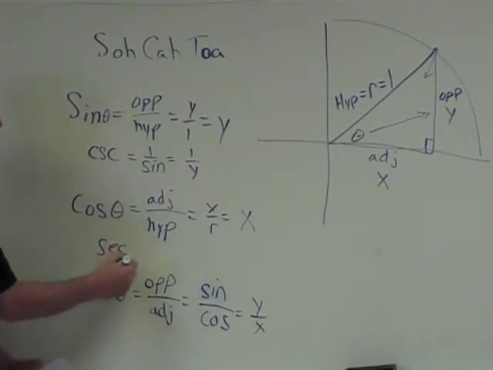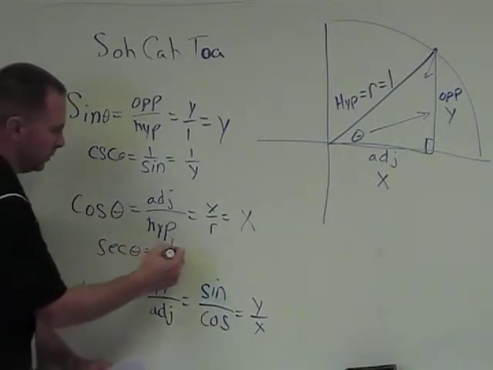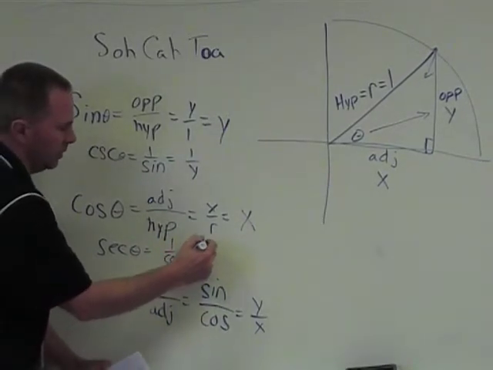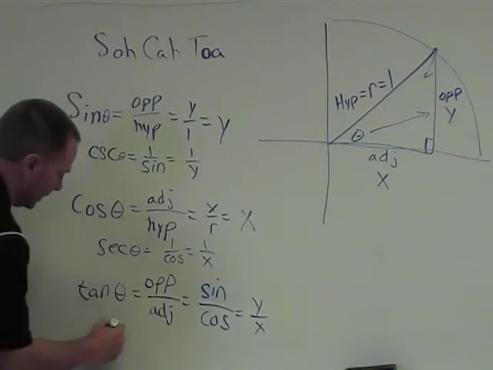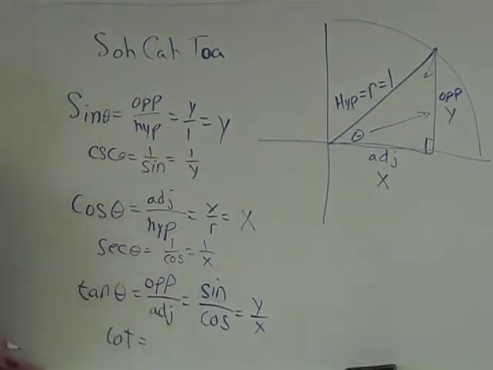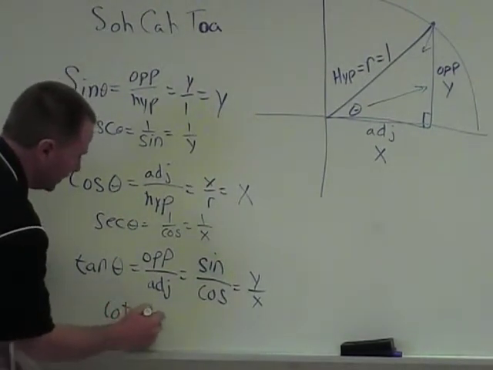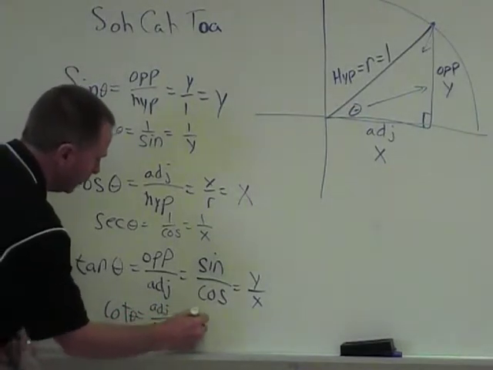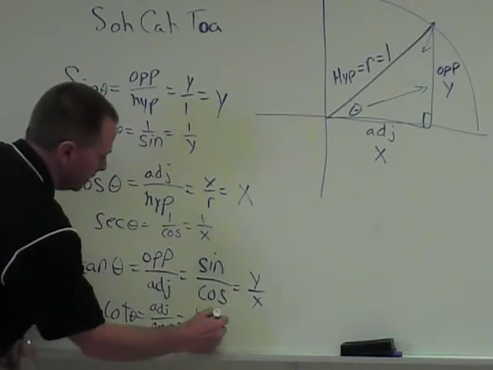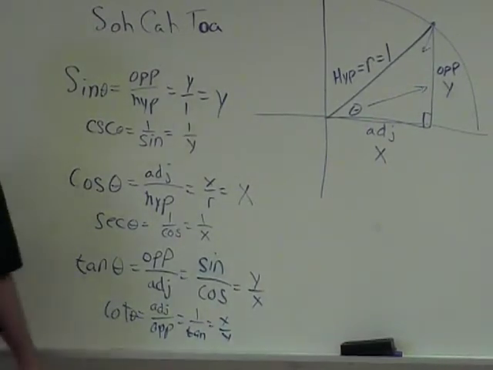The secant is what goes with the cosine. And again, it's the reciprocal: 1 over cosine, or 1 over x. And cotangent goes with the tangent. That's easy. So the cotangent goes with tangent, cosecant goes with sine, secant goes with the cosine. The cotangent of theta is going to be the adjacent over the opposite, or 1 over tangent, which is x over y. Sorry, that's kind of low there. x over y.